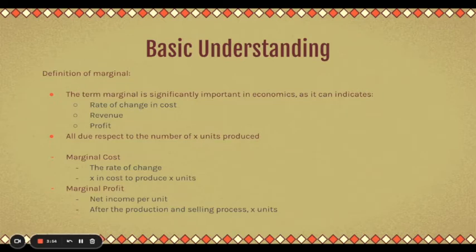So the basic definition of marginal is that it is the rate of change in cost, revenue and profit. We can find these from the marginal in economics, and it is all with respect to the number of x units produced. So there are two things, marginal cost and marginal profit. Marginal cost is the rate of change in cost to produce x units. And on the other hand, marginal profit is the net income per unit after the production and selling process of x units.